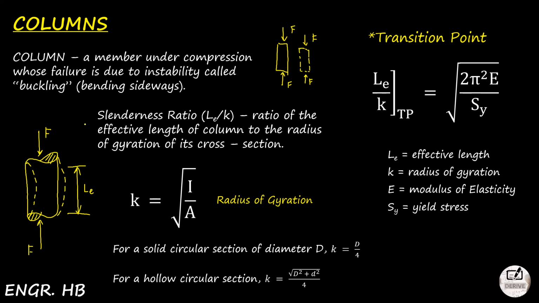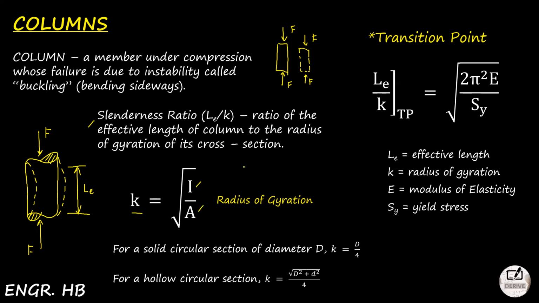So in order to test kung ano bang uri ng column ang meron sa isang problem, meron tayong tinatawag na slenderness ratio or the ratio of the effective length over the radius of gyration of its cross section. So we all know that the radius of gyration way back on our engineering mechanics is simply the square root of the moment of inertia divided by the cross section area.